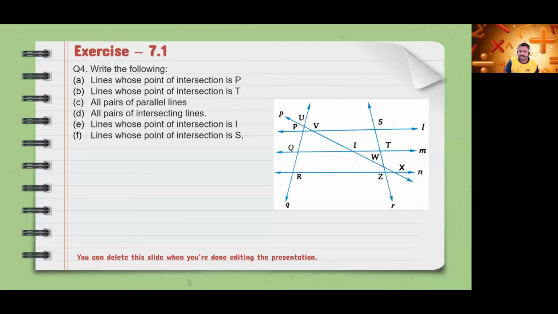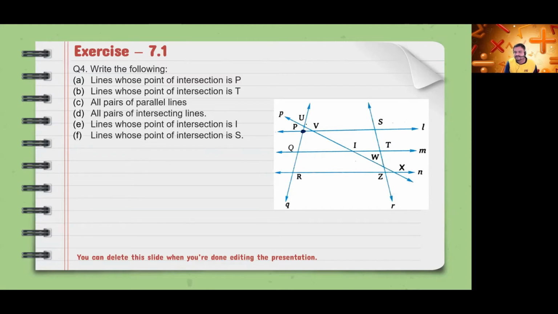See, first of all, see the figure. This is the point of intersection. P is the point of intersection here. तो कौन से लाइंस के लिए है P? See this straight line UQ. Okay. UQ is the line for which the point of intersection is P. और दूसरी line है PS.